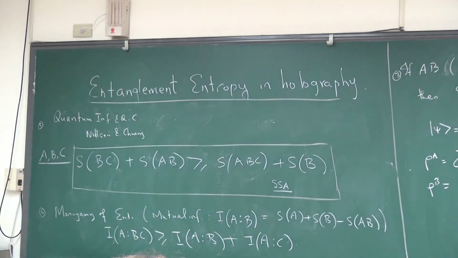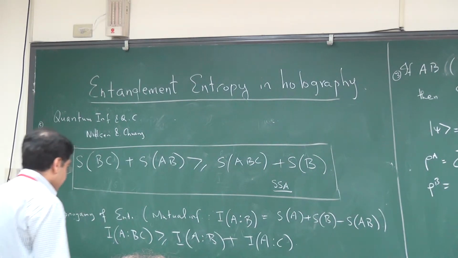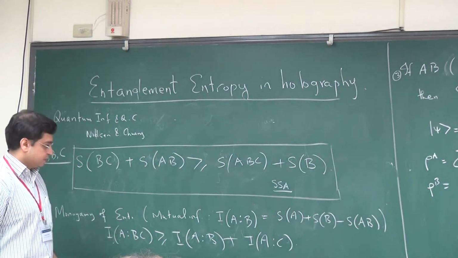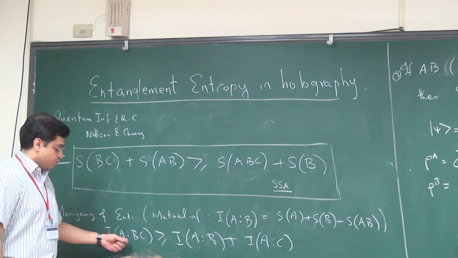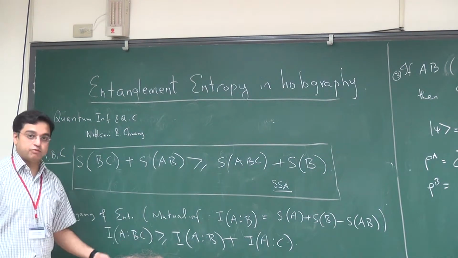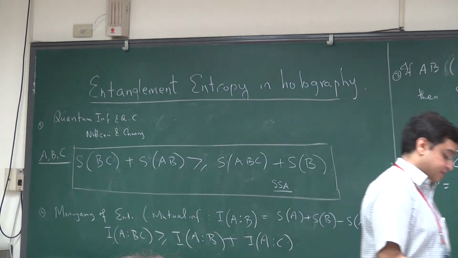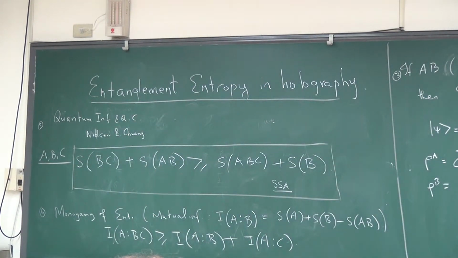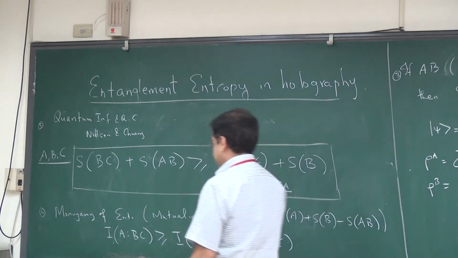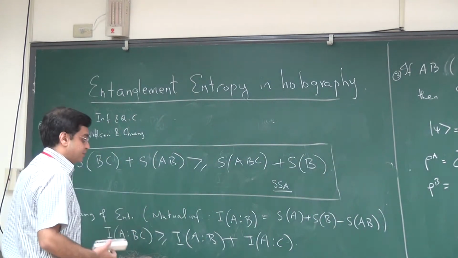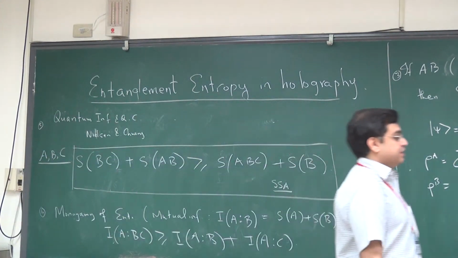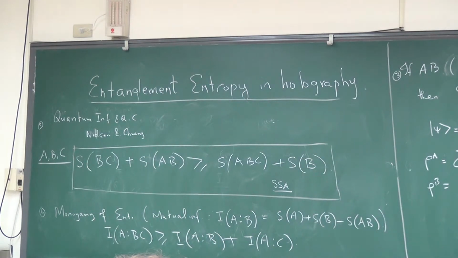This monogamy follows from the notion that you don't want to have more than one wife at a time. That's why it's called monogamy. That's where it comes from. So if you are maximally entangled with one person, then you cannot simultaneously be maximally entangled with another person.